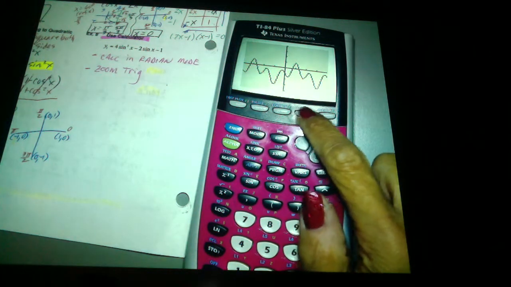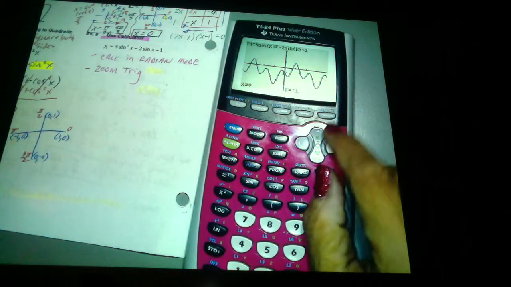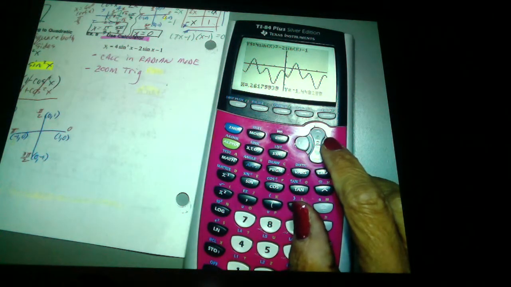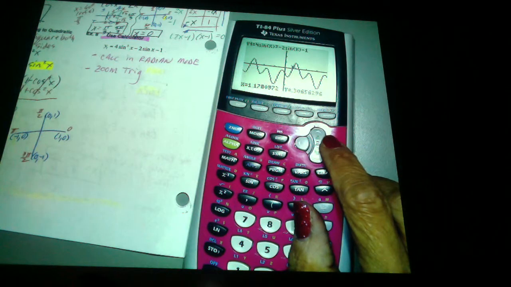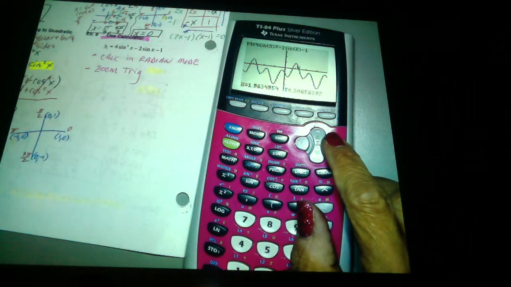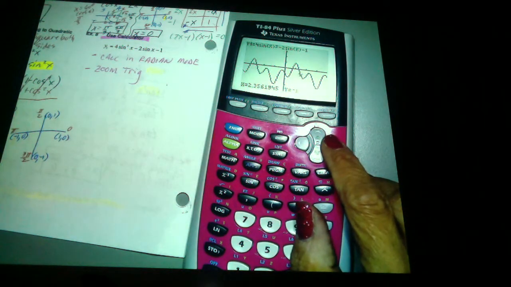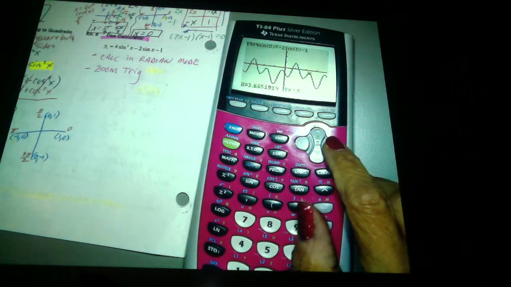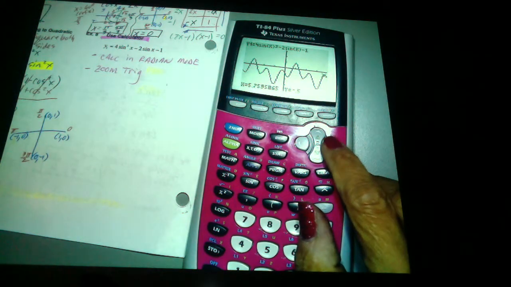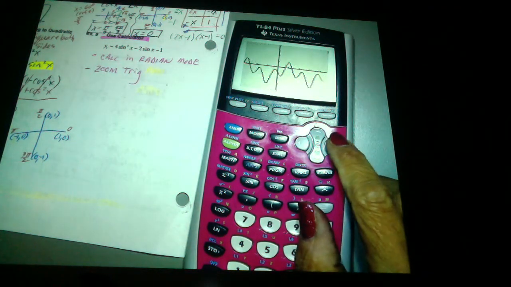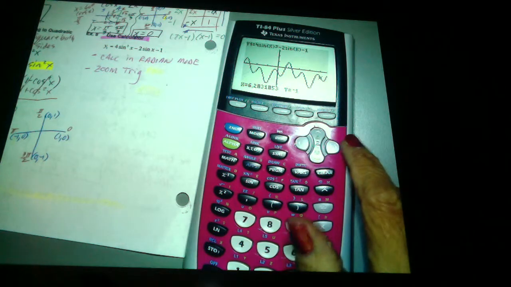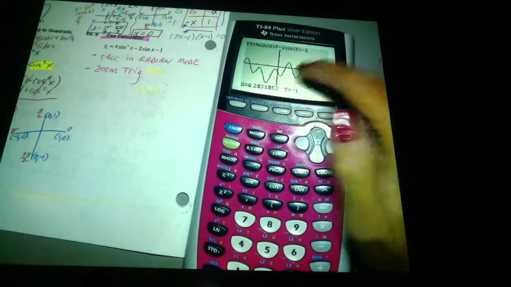So I'm going to trace to see just how many places that it crosses the x-axis in my interval. So I'm looking from 0 to 6.28. So I'm tracing and I'm hitting my right button. So there's 1, somewhere around 1.17, but we're going to get the exact. There's 2, somewhere around 2. Haven't hit another 0 yet. There it is. So it only touches the x-axis twice in the interval from 0 to 6.28. So I've got to find out where those are.